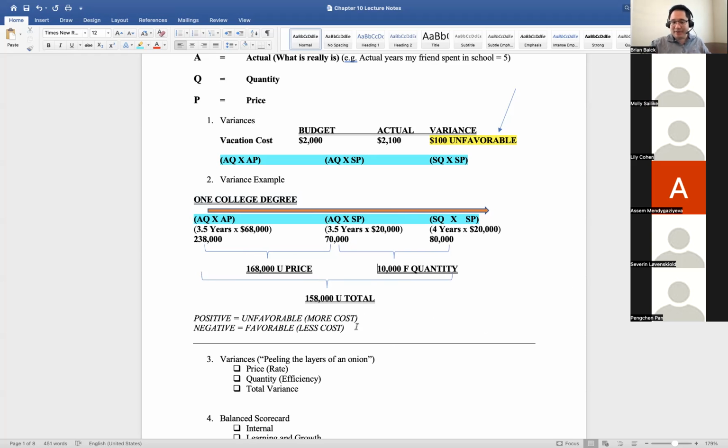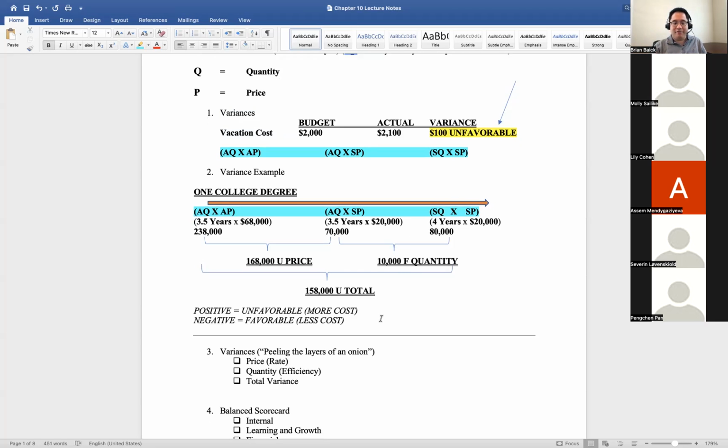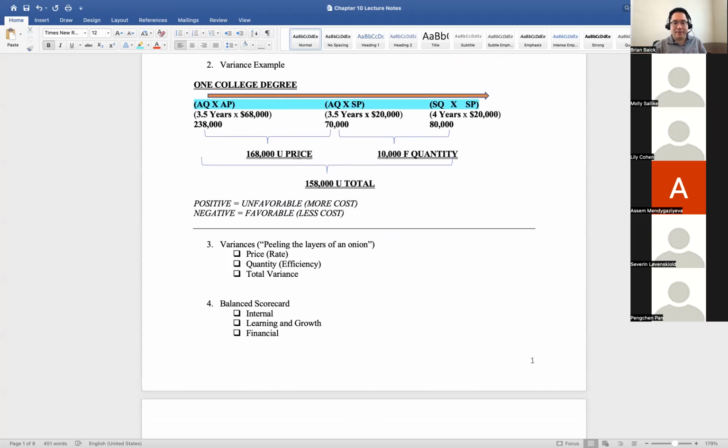Okay, so this is what this means. First of all, instead of having one variance, like look at this example here, we have one variance. Instead of having one variance, now we can create three variances. So it's more detail. What are the three variances that we can have? We can have price variance, quantity variance, and total variance.